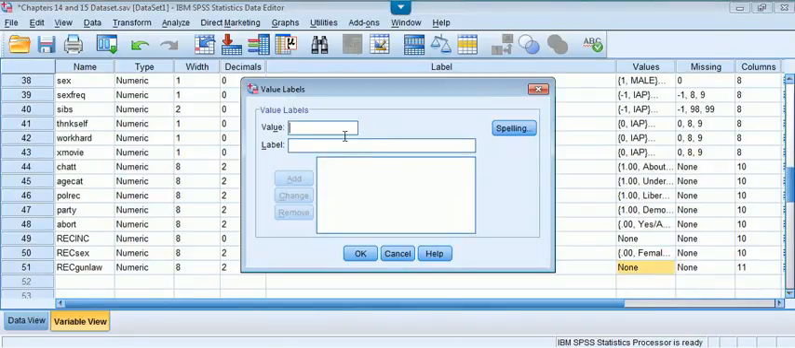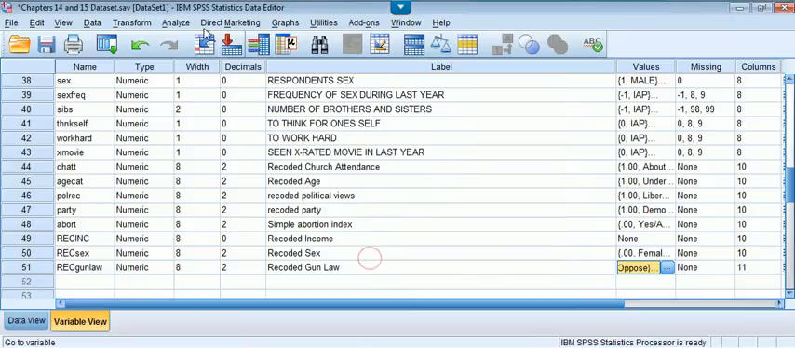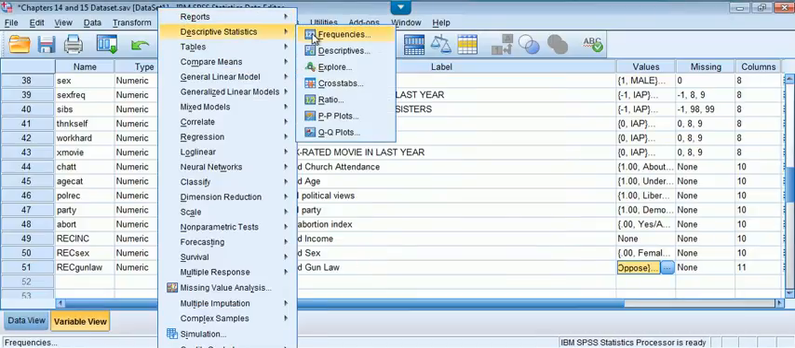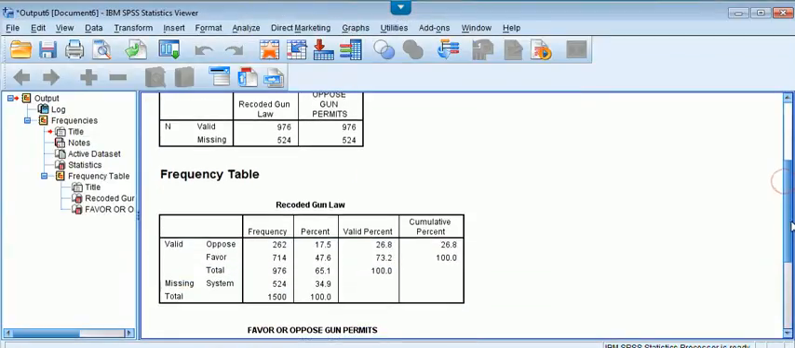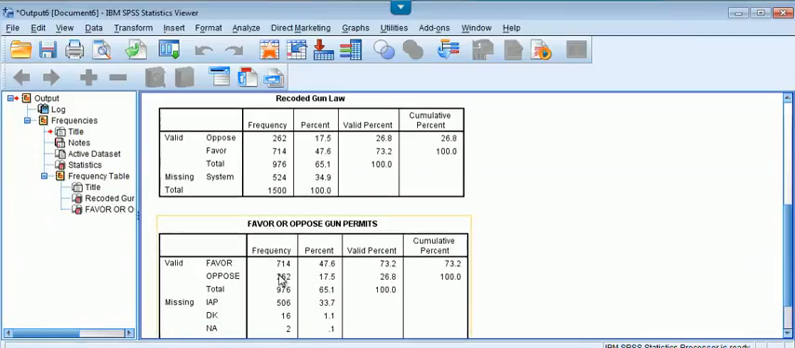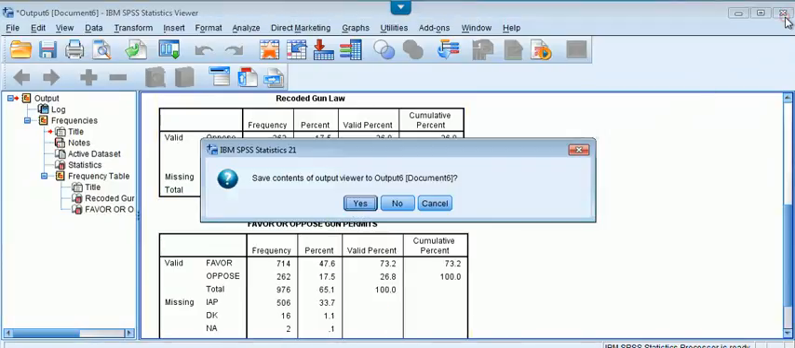And we want to put 1 as favor, 0 as oppose. Now if we rerun those frequencies, you will see the recoded frequency table and the original frequency table. So we want favor to be 714. We want oppose to be 262, and we have that. So we know our variable has been recoded.